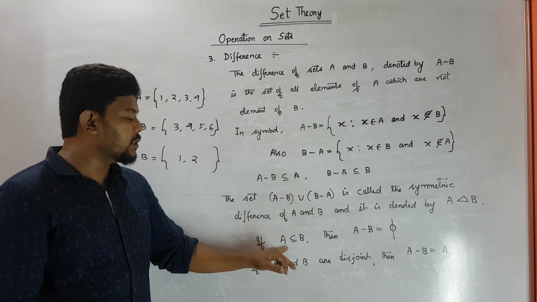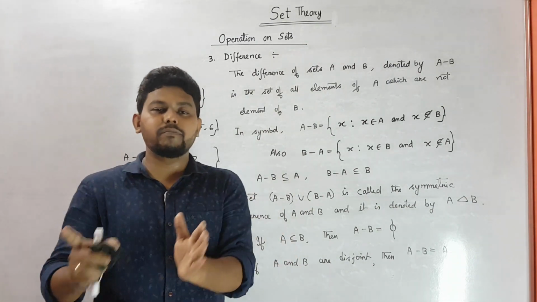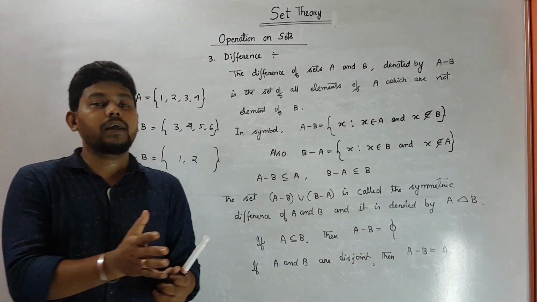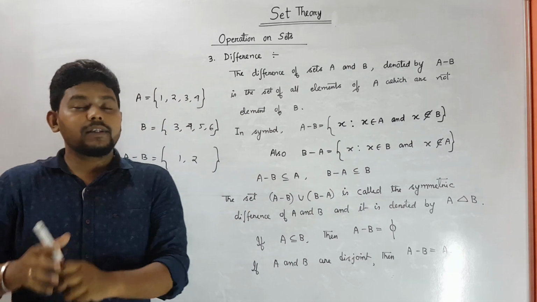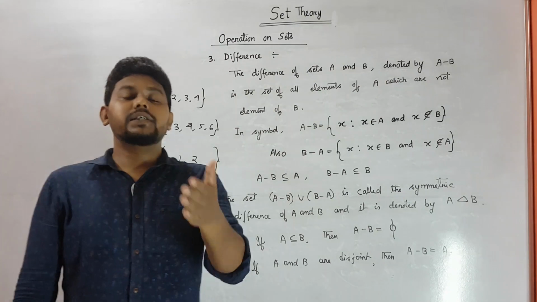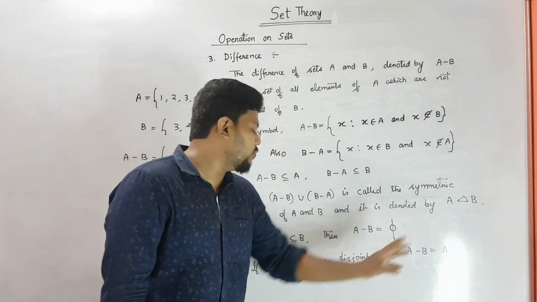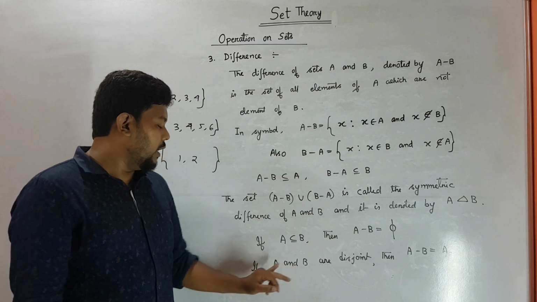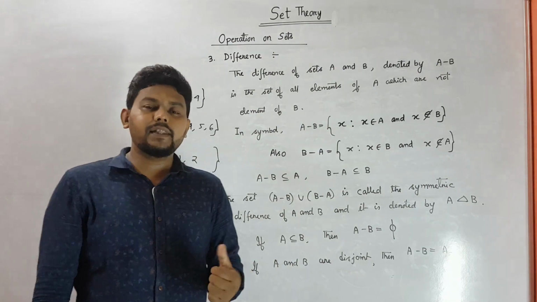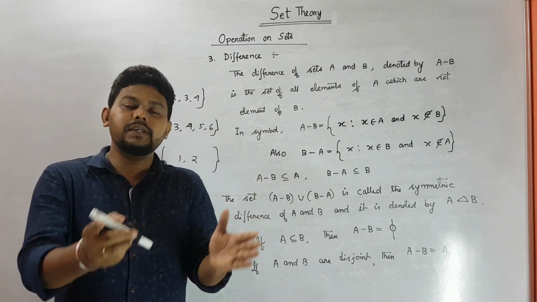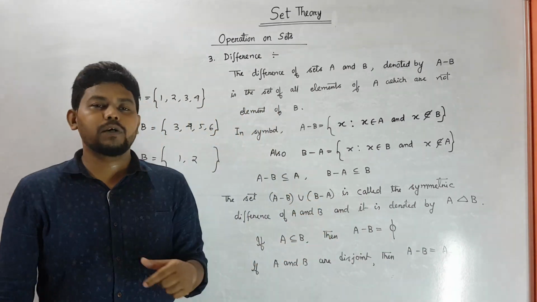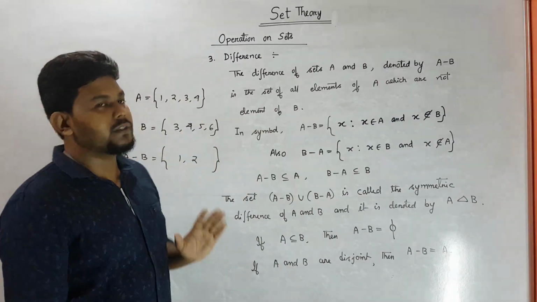If A is a subset of B, then A minus B is equal to phi, because all the elements of A are part of B. So, there is no element present in A which is not present in set B. Therefore, A minus B is equal to phi. If A and B are disjoint sets, that is, nothing is common between A and B, then the entire A is present in A only. So, A minus B will be equal to A. Similarly, B minus A will be equal to B. This is your difference of sets.